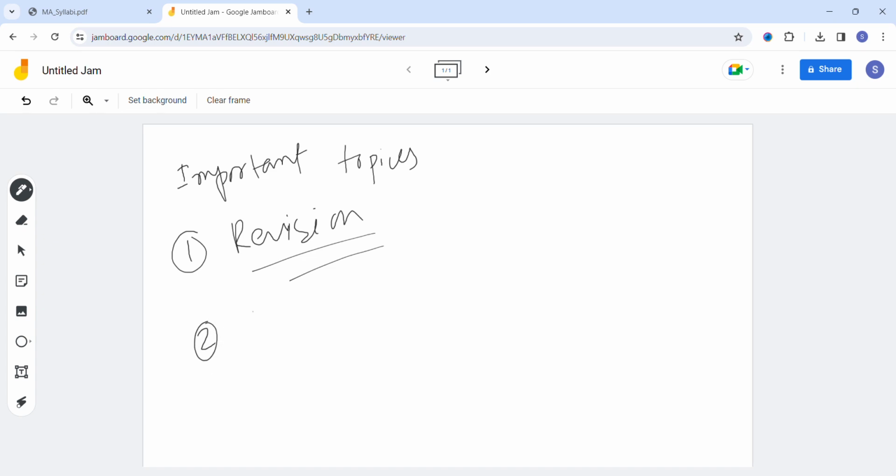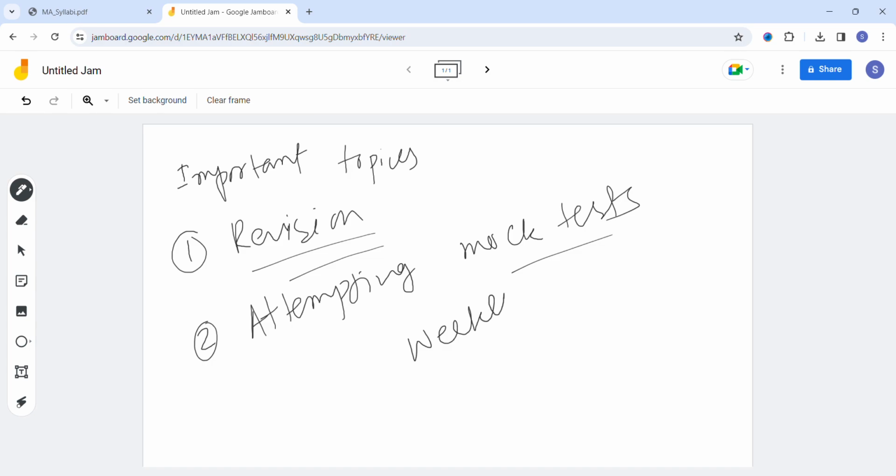Number 2, attempting mock tests. Attempting mock tests is very important. Now many students ask me how frequently. At least weekly. You should give a weekly mock test, and you can buy any renowned coaching institute's test series. They're available on Academy, Deeps Academy, Career Endeavor, and many other coaching institutes.